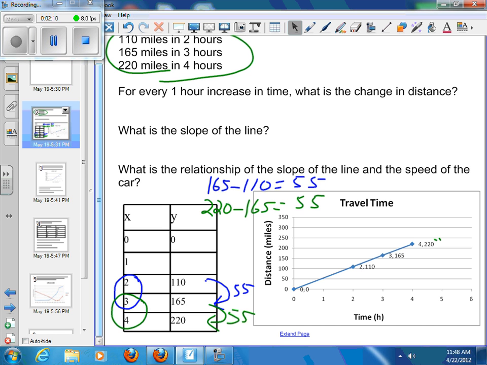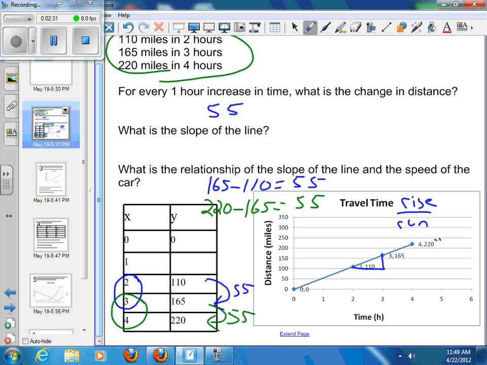And it says for every 1 hour increase in time, what is the change in distance? Well, that would be 55. If we look at this, what is the slope of the line? Well, we can pick any 2 points here. So I'm going to take these 2 points, and I'm going to take my rise over my run.